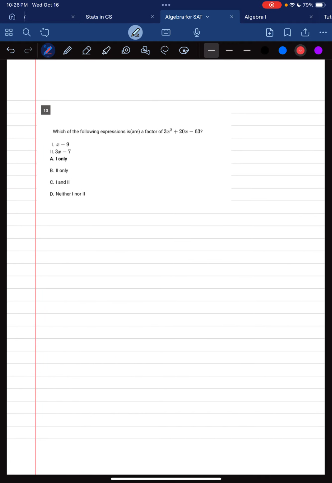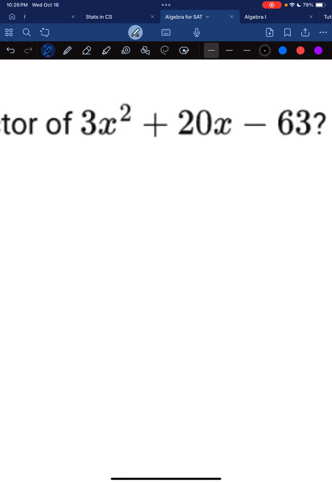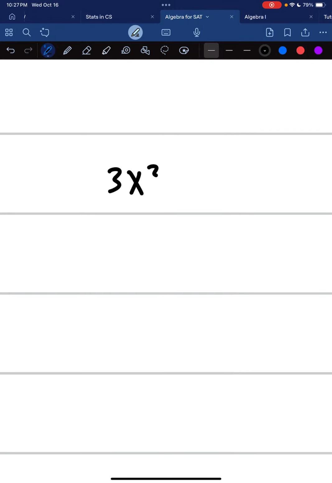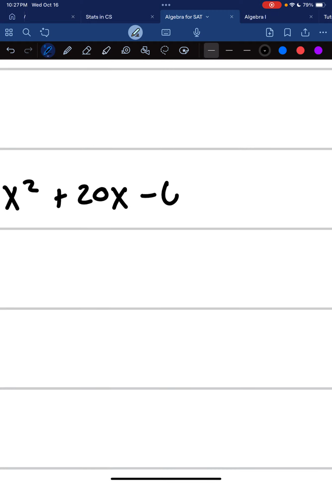Okay, this next question says, which of the following expressions is or are a factor of 3x squared plus 20x minus 63? So if we take a look at this, why don't we go ahead and factor this, right? We have 3x squared plus 20x minus 63.